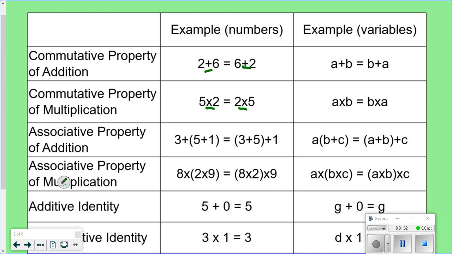So commutative, I remember talking about this last year a little bit with you guys. It's like a community where if you move, you just change spots.